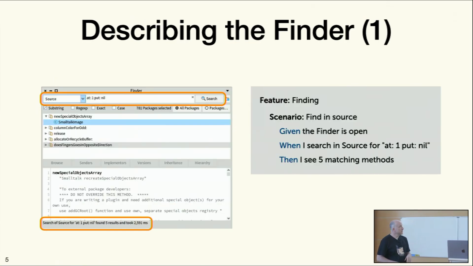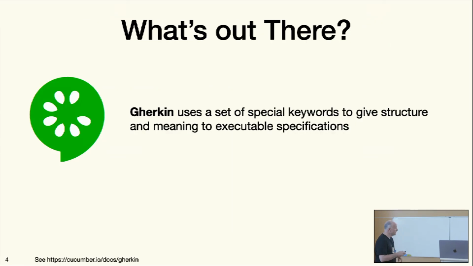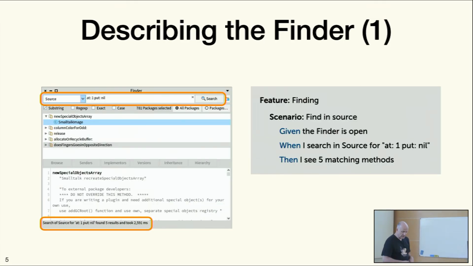So let's see. We will use this example here. We will take the finder in Faro, and we will describe it in Gherkin. That's what we will do. On the left side here, you see what we want to, oops, that was the wrong one, excuse me. Pushed the wrong button. I'm too close to the thing here. Okay, so where's my pointer?